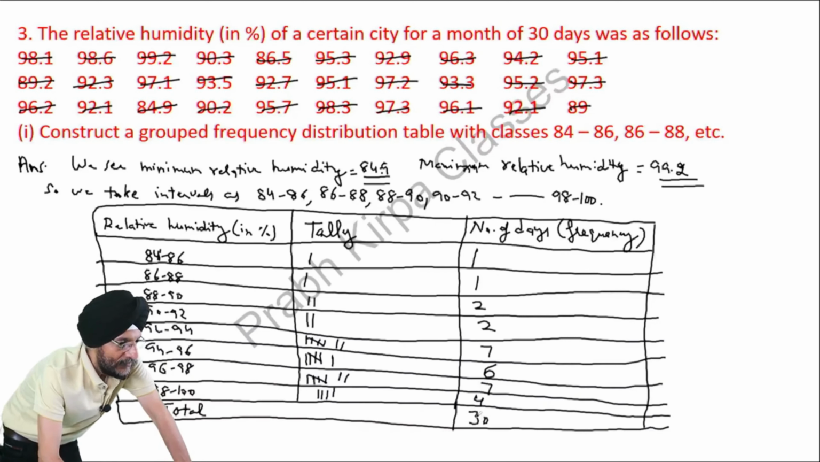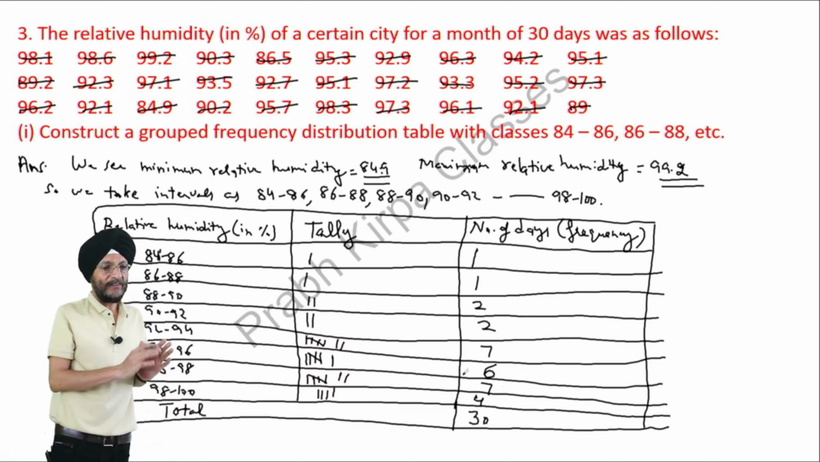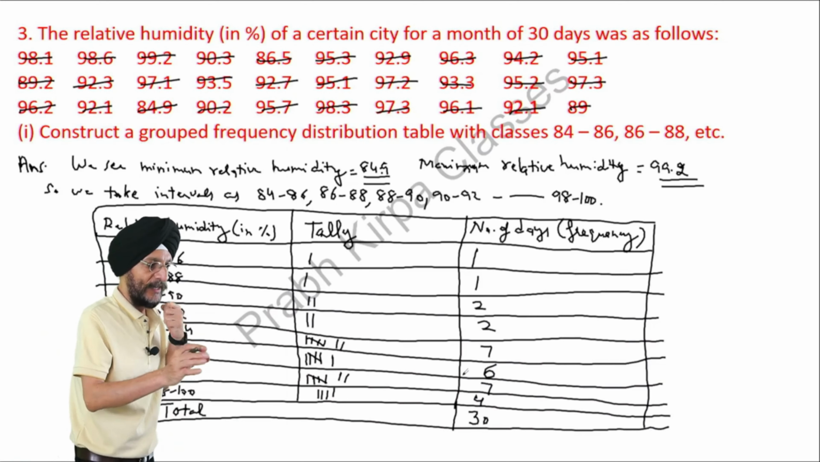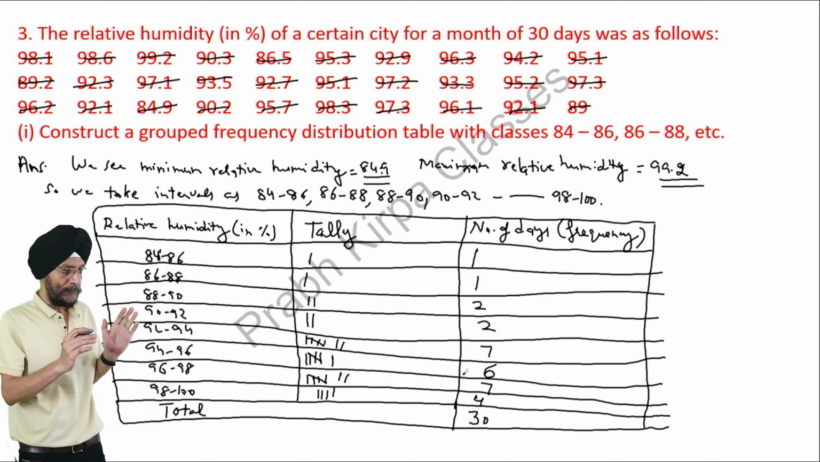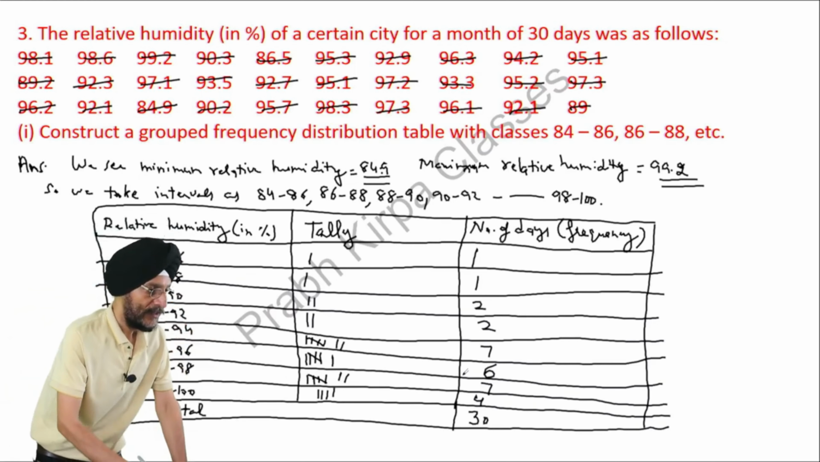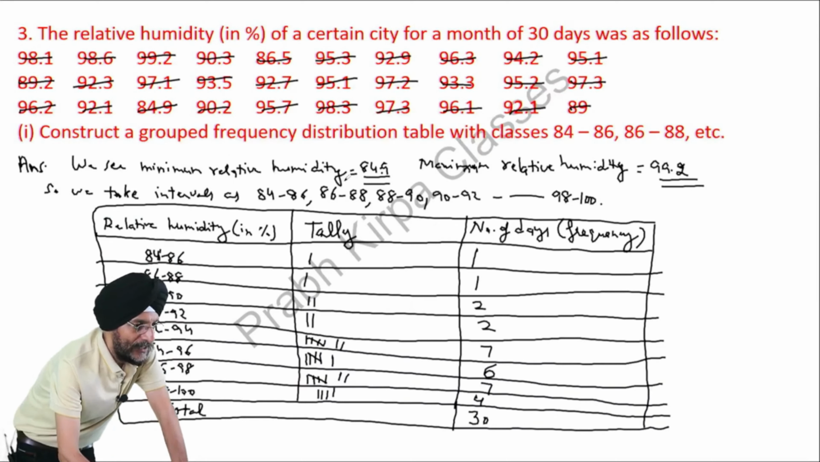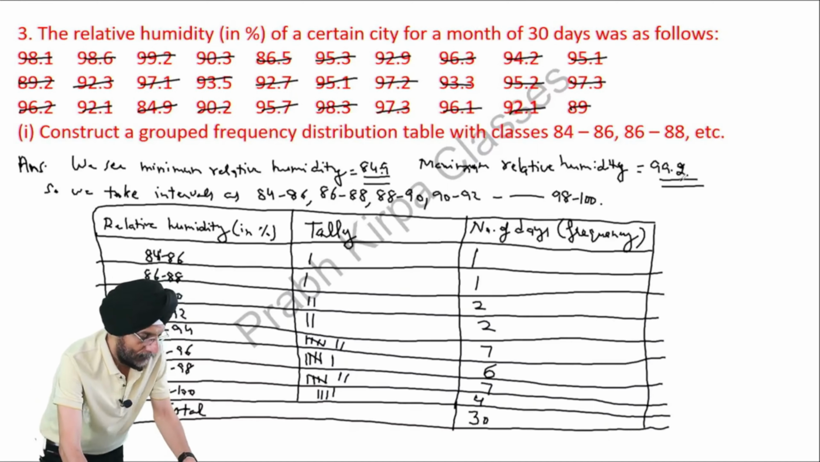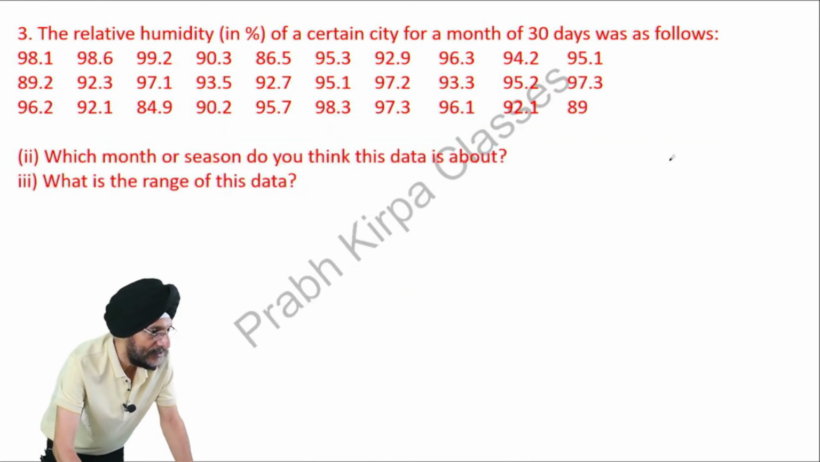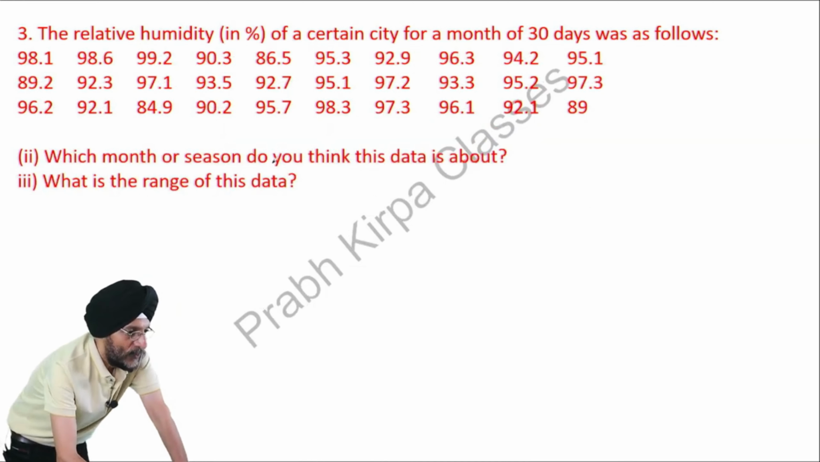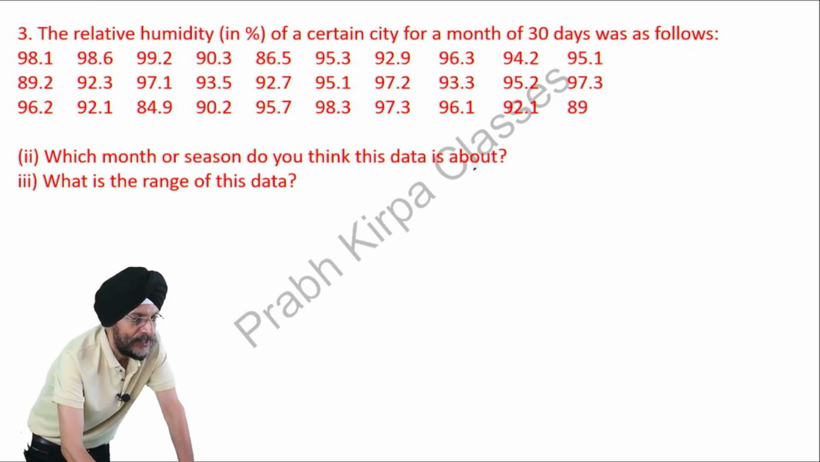1, 1, 2, 6, 13, 19, 26, 4, 30. That is, we have counted the number of days from here to here. It means that we have counted all the entries and no entry has been left out. So far we have constructed the grouped frequency distribution table, where the minimum relative humidity was 84.9 and the maximum was 99.2. So now another question is, which month or season do you think this data is about?